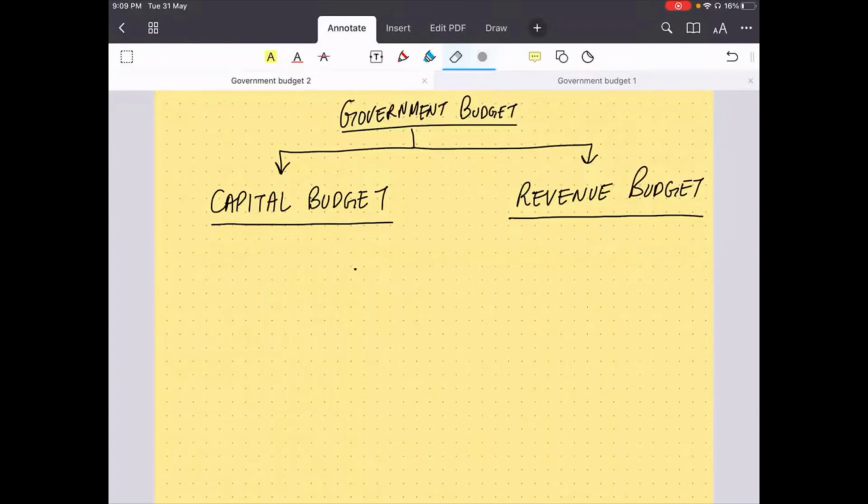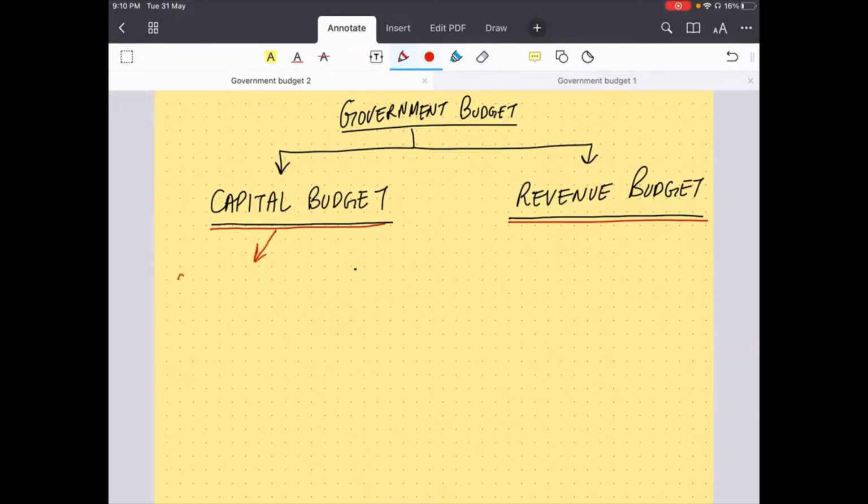In the last lecture, you understood what is government budget, what are the various objectives of government budget. Now, in this lesson, we are going to classify government budget and understand the various subsections of a budget. There are two major sections of government budget: one is a capital budget and the other one is a revenue budget. Since these are budgets, we can also classify them into receipts as well as expenditures.